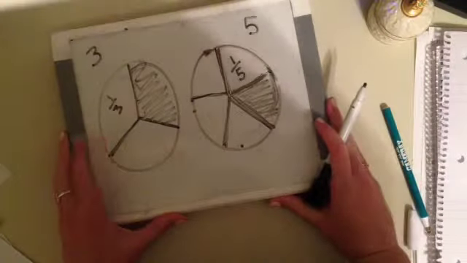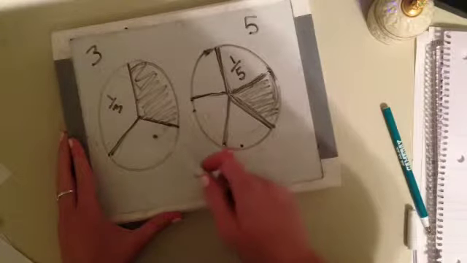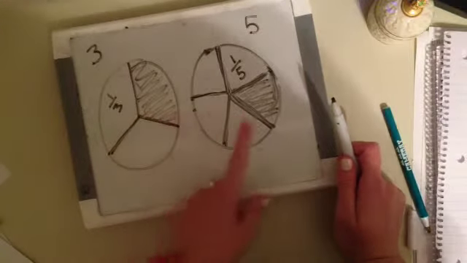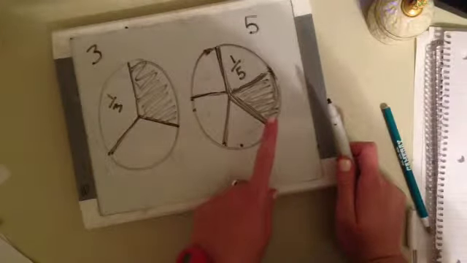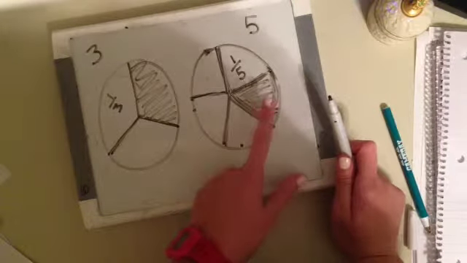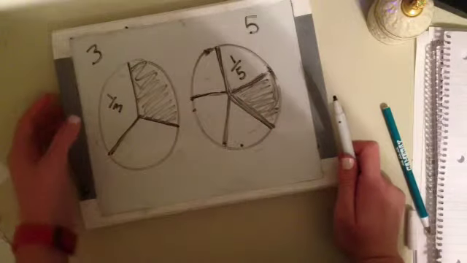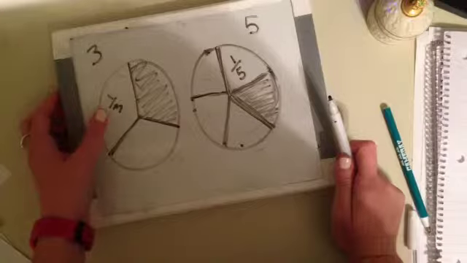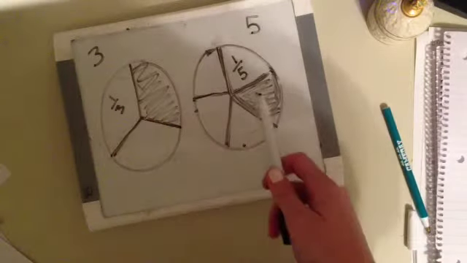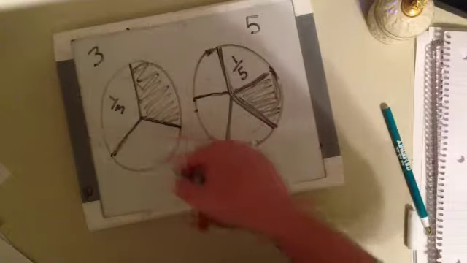Now, I want you to look at the size of each piece. The pizza that we are sharing with 3 people has much bigger parts than the pizza we are sharing with 5 people. Each part in the pizza we're sharing with 5 people represents 1/5, and each part in the pizza we're sharing with 3 people represents 1/3. And although 5 is bigger than 3, the pieces over here are smaller than the pieces over here.